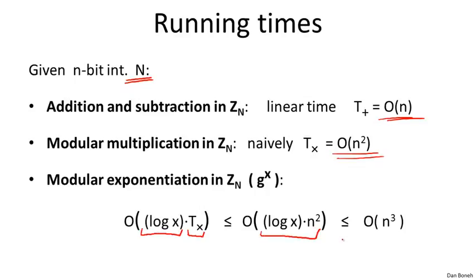And since x is always going to be less than n, by Fermat's theorem, there's no point in raising g to a power that's larger than the modulus. So x is going to be less than n. Let's suppose that x is also an n-bit integer. Then really exponentiation is a cubic time algorithm. Okay, so that's what I wanted you to remember, that exponentiation is actually relatively slow.